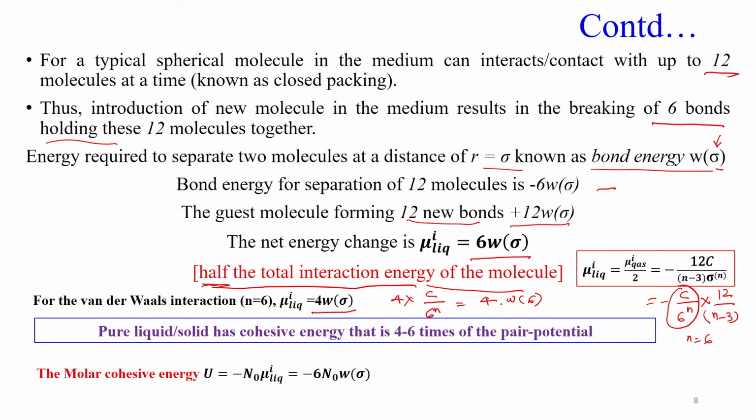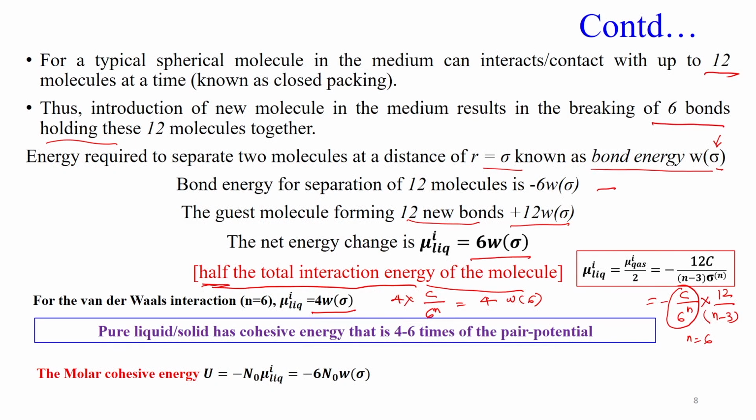Here we have assumed that one spherical molecule is surrounded by 12 different molecules. So there will be a loss of 6 pair potentials plus the formation of 12 pair potentials, so the net will be 6. The typical value of cohesive energy, or self energy, is 4 to 6 times the pair potential.